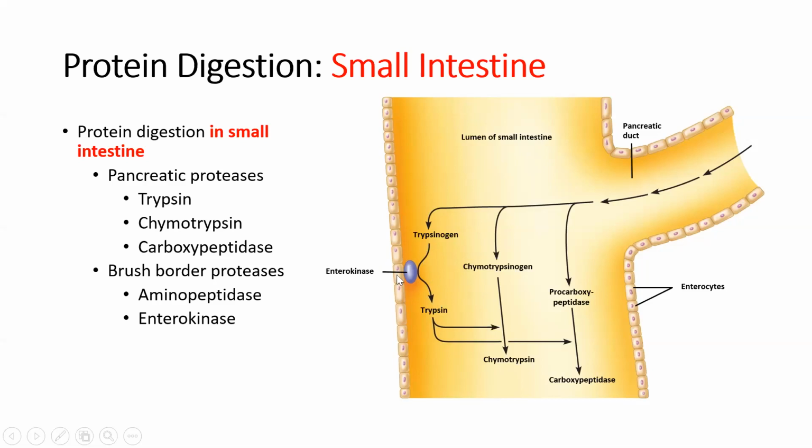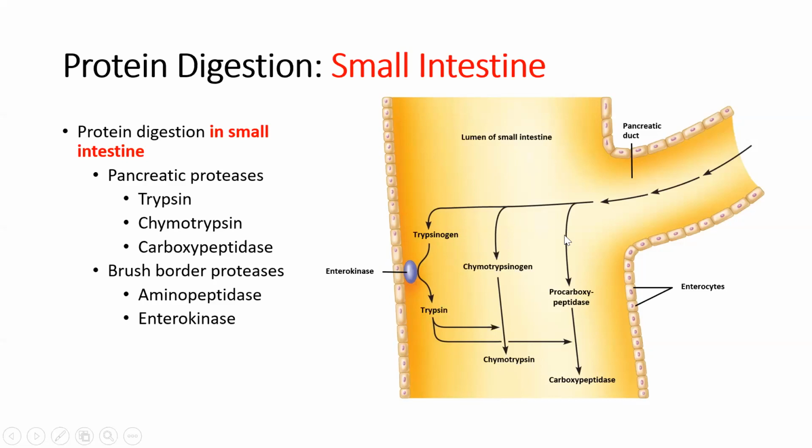Enterokinase is an enzyme that is hanging around here in the brush border of the small intestine, and it will activate trypsinogen only to its active form, trypsin. Trypsin will consequently activate the other proteases. So trypsin, once it's activated by this enterokinase, will then go on to activate chymotrypsinogen to chymotrypsin and procarboxypeptidase to carboxypeptidase. And then all of these activated enzymes will continue the breakdown process of any protein that is coming through this part of the lumen.